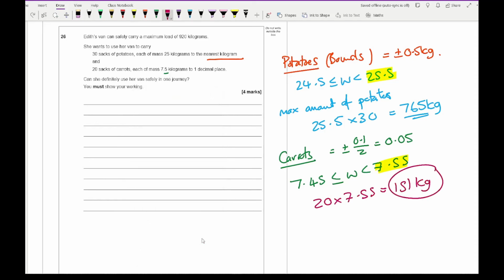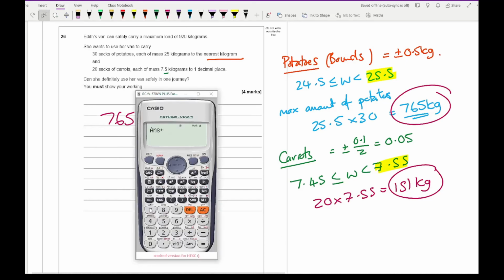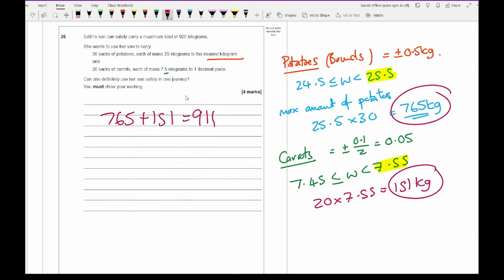And then what I need to do is add those two amounts up. So I've got 765 plus 151, which equals 916. So the question is, with a maximum load of 920, can she safely carry it? And the answer is yes, with 4 kilograms to spare. See if you can get some turnips.